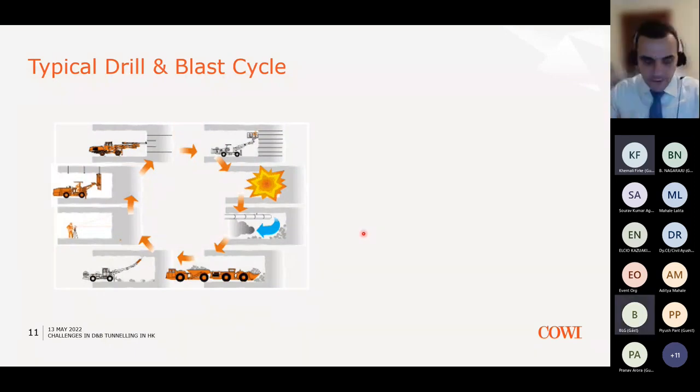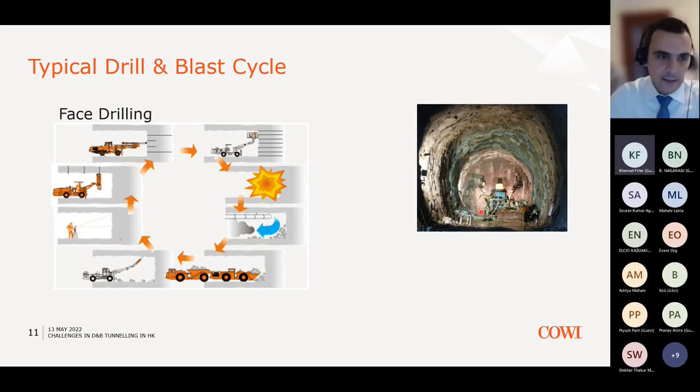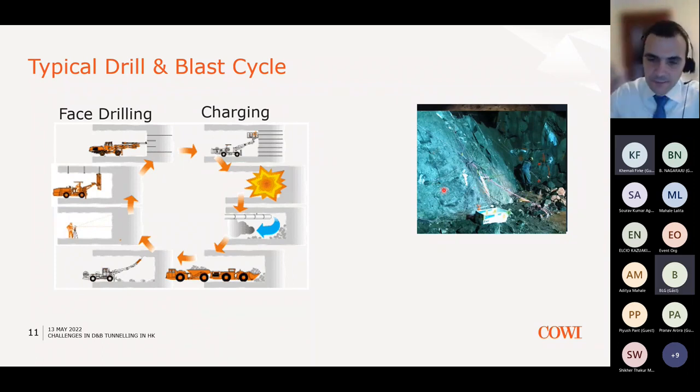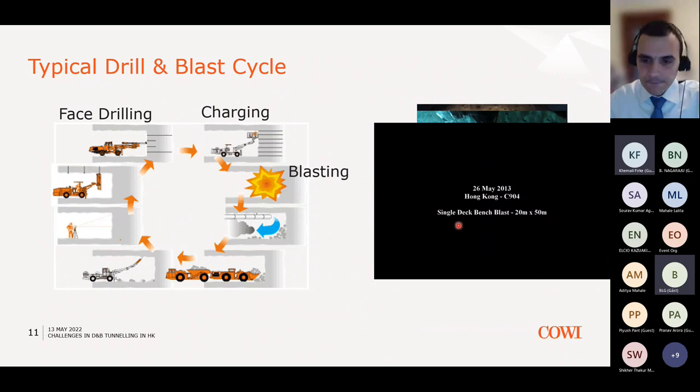In this slide, I will try to explain very briefly a typical cycle of the drill and blast advance. So for this project and for these ground conditions, we typically had between 5 to 6 meters of advance length for each cycle, with the aim of advancing approximately 40 meters within a week. So the first part of the cycle consists of drilling some holes in the face of the tunnel, so that in the next phase you put some explosives and detonators and you charge these explosives. The next part of the cycle is the actual blasting. So I will show a very short video about that.